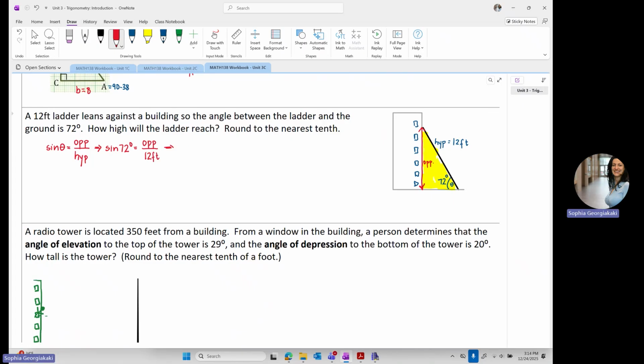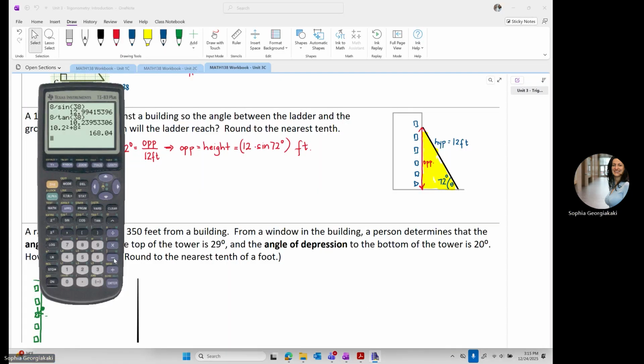So if I multiply by 12 feet, the opposite, which is the height that I'm looking for, will be 12 times the sine of 72 degrees, and the units will be feet. So the exact answer is 12 times the sine of 72 degrees, and the calculation to the nearest tenth, 12 times the sine of 72 degrees: 11.4 feet.